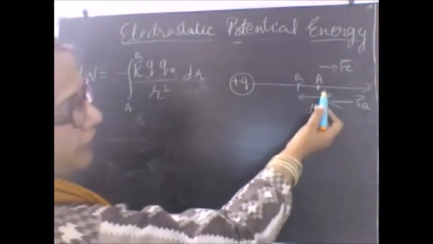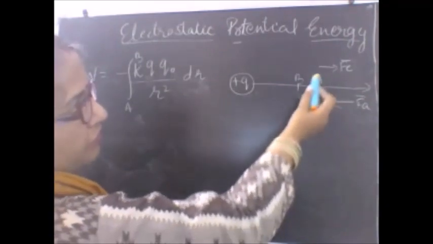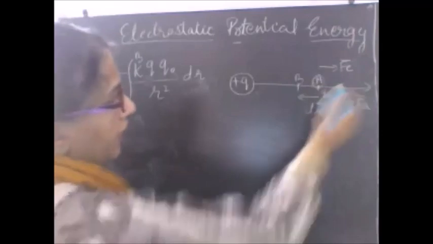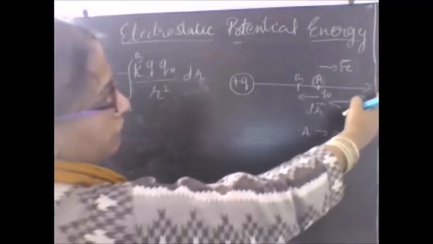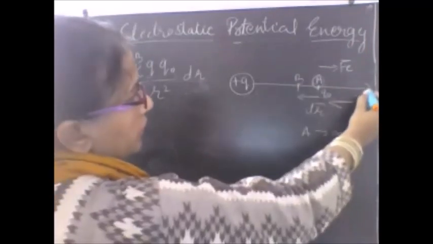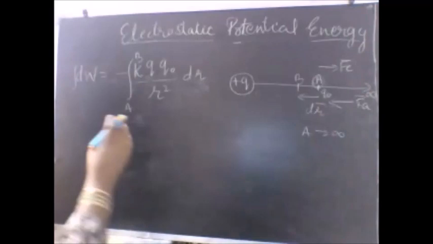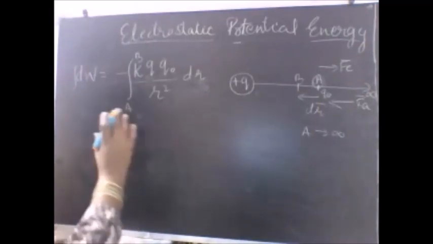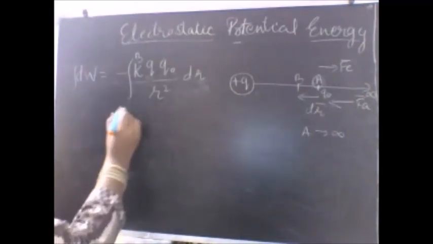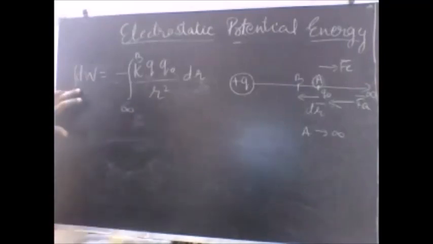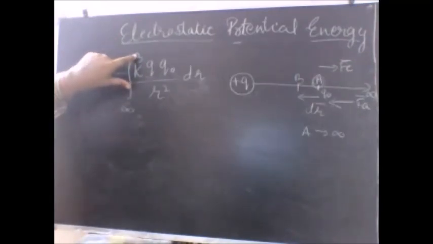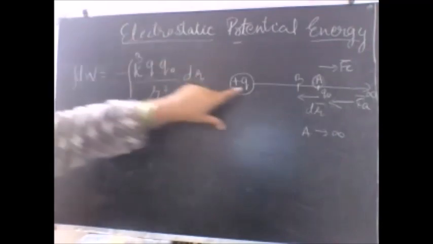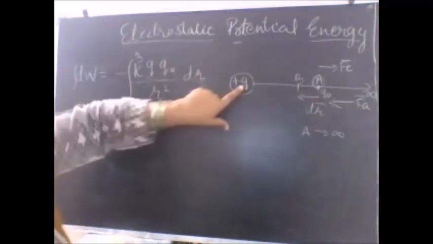Let us make a small change over there. For example, here I took the initial point A. If I shift this point A to infinity, isn't it that the charged particle will be moved from infinity to the point B? So I am now moving from infinity. That will make a very small change in the expression. Instead of A, I will write infinity. So how to read this statement? This is the work done in moving the charge from infinity to B in the electric field region of the source charge.